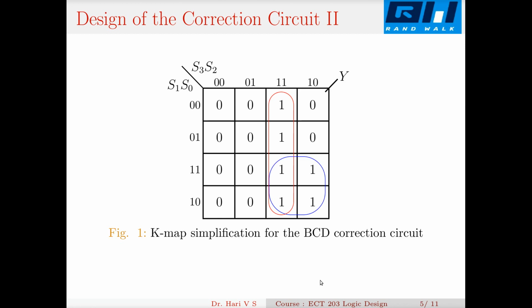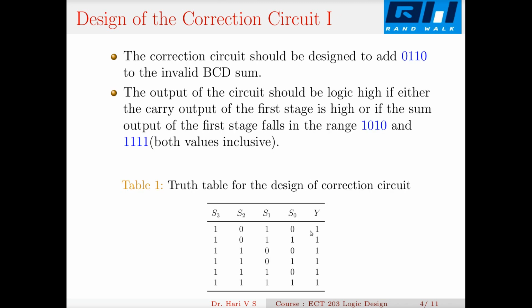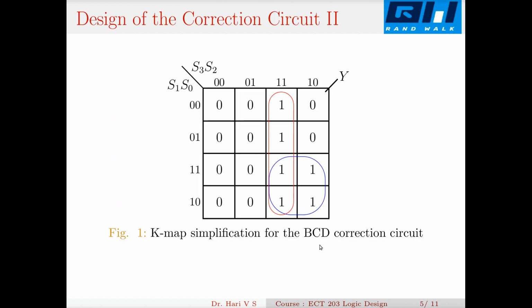So that I can enter into a Karnaugh map like this: S3, S2, S1, S0. I say 0000, then 0011, 1111. These are the last 6 ones coming in this truth table, in this Karnaugh map. So this results in two quads. There's one quad here.